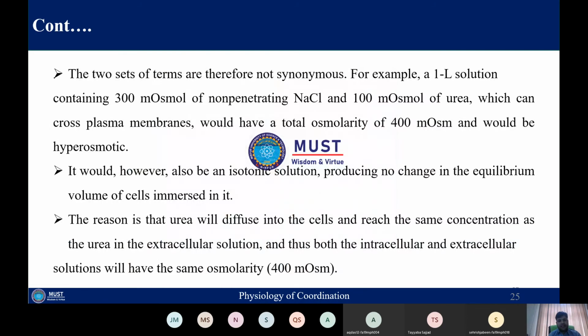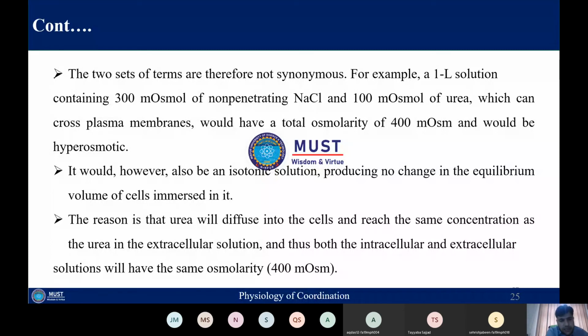So the two sets of terms which we have used, hypertonic, hypotonic and isotonic, and similarly hyperosmotic, hypoosmotic and isoosmotic, are not synonymous terms. They can be used in different ways. For example, 1 liter of a solution which has 300 milliosmolar of non-penetrating sodium chloride and 100 milliosmolar of urea, which actually penetrates across the membrane, will have a total osmolarity equal to 400 milliosmolar, and it will be hyperosmotic.